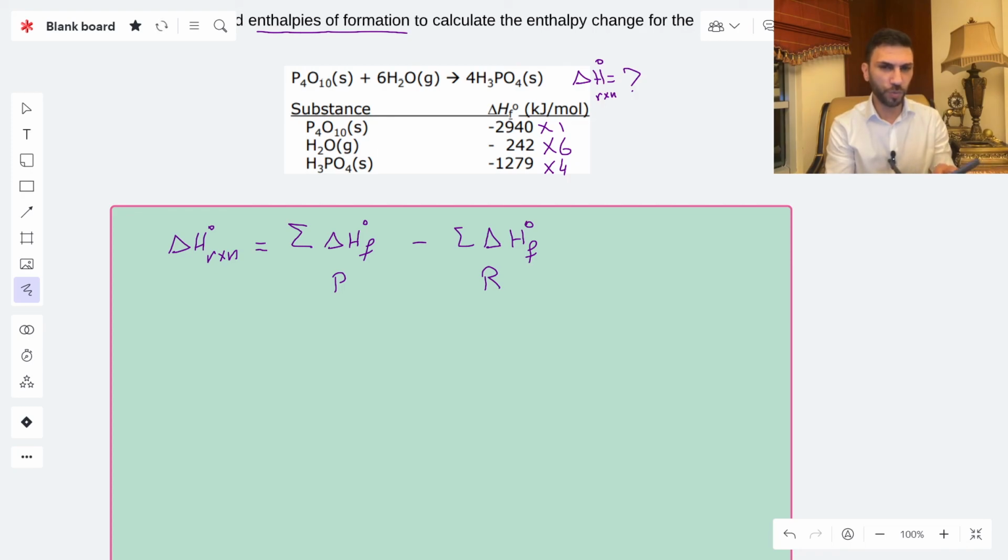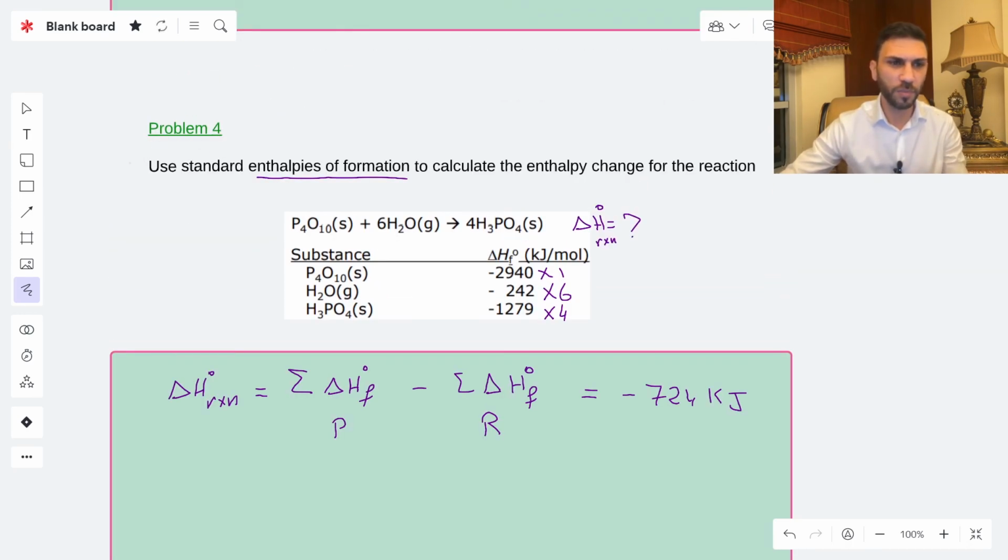So it's going to be 4 multiplied by negative 1279 minus 6 multiplied by negative 242 minus 2940, and it equals negative 724 kilojoule. I want you guys to double check this problem, go solve it by yourself, and find the final answer.